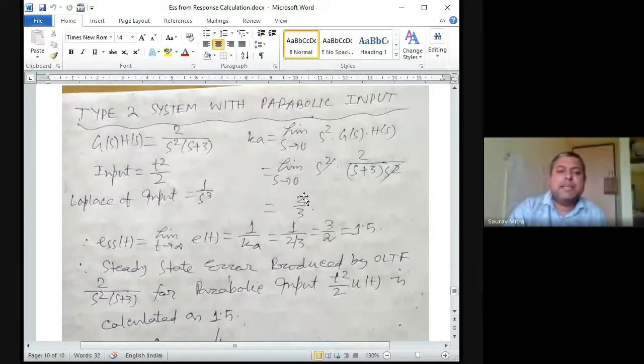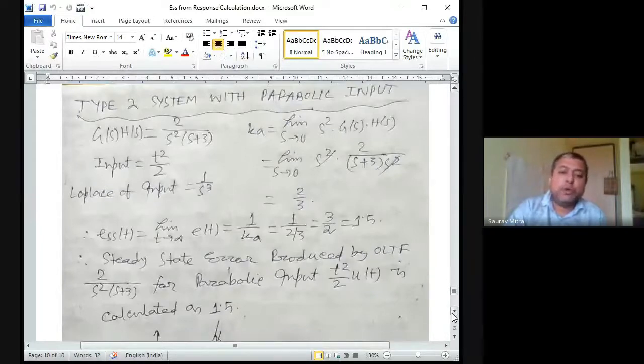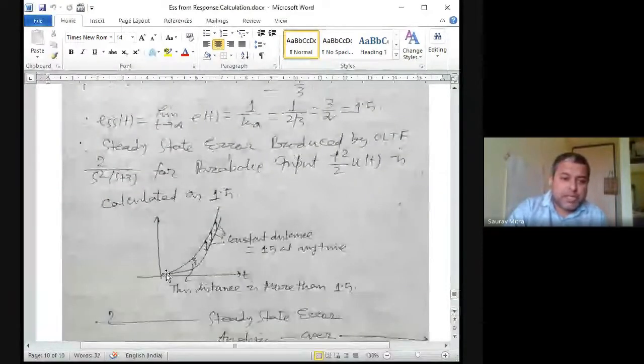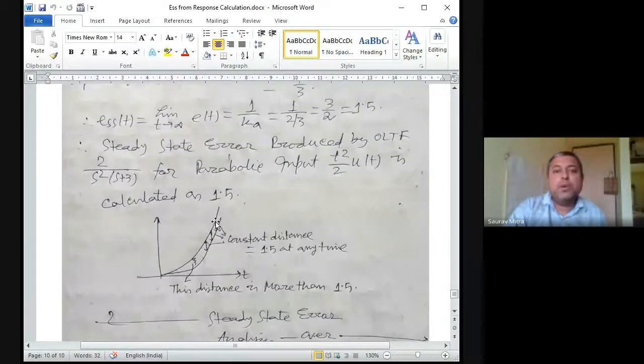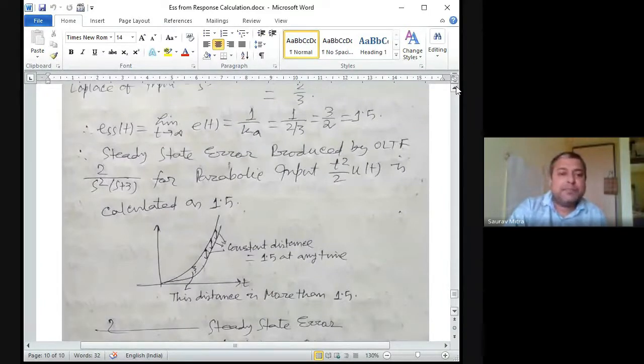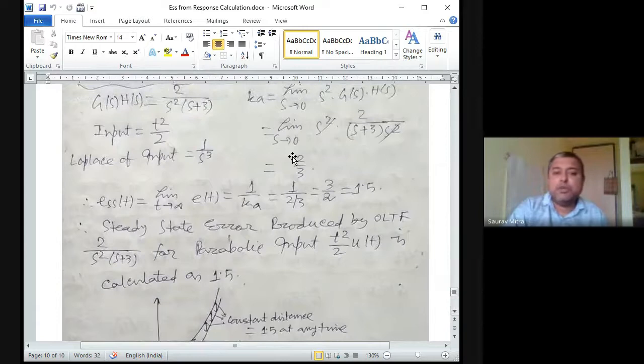So we are finding that the error is 3 by 2. In this case, input and output both will be parabolic. This is the input, parabolic, and this is the output actually, and the distance between them will always be 1.5. Where did this 1.5 come from? Suddenly we have found that Ka is equal to 2 by 3.